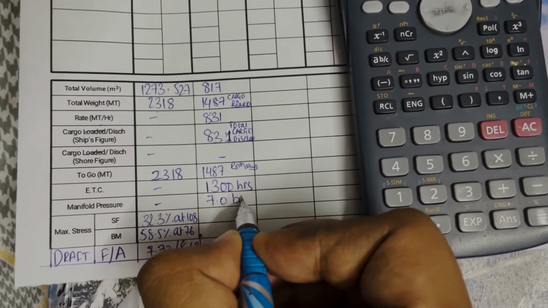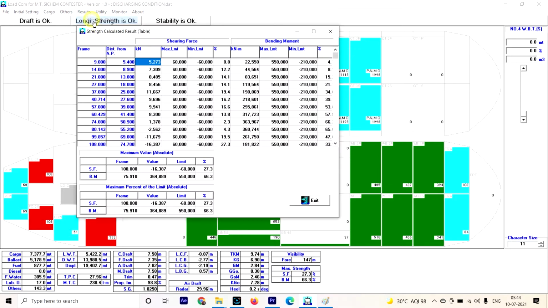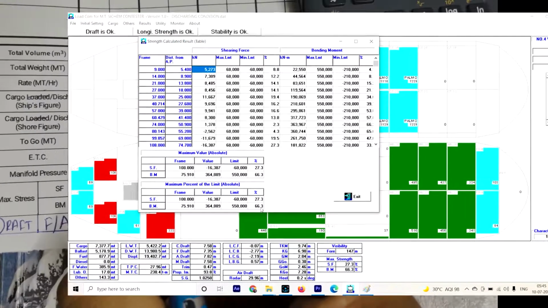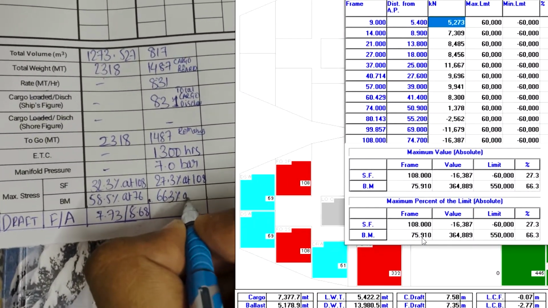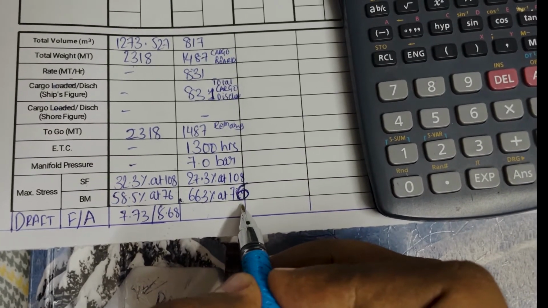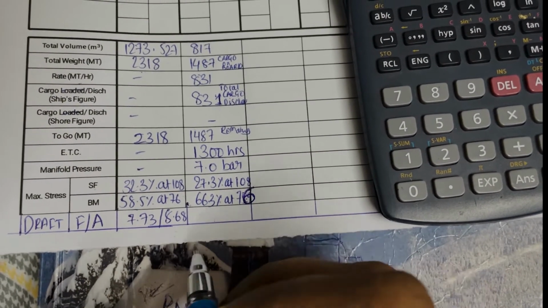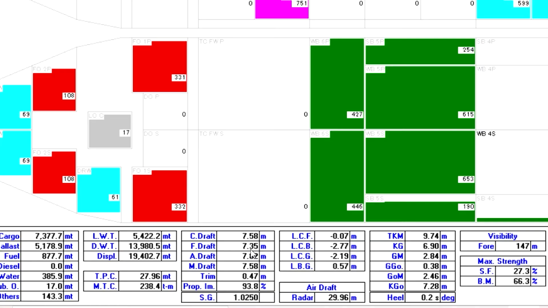So manifold pressure, what is the manifold pressure? Supposing that manifold pressure is 7 bar. Maximum stress, same thing: we have to go to loadicator, go to results, strength table, and from there we can write down this value, 27.3% SF at frame 108. Same for BM, 66.3% at 76 frame number. We will not write 75.9, we will round off and write 76. Now what is the draft? Same thing, we go to loadicator and we can check over here 7.35 and 7.82.